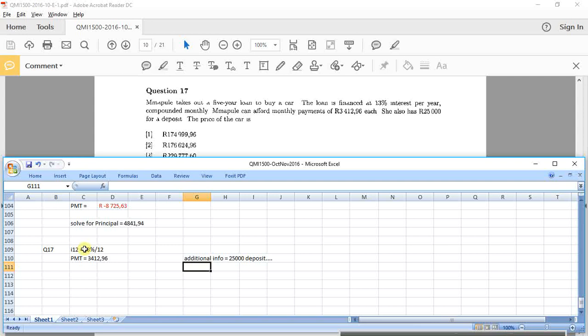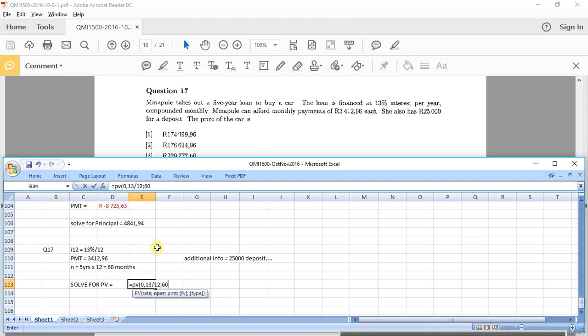The price of the car. So they want to know how much the car is, and it's a 5-year loan. So 5 years times 12 months is 60 months. You've got everything. So all I need to do here is solve for PV, and that's going to give me the loan amount. Because I've got those payments over that time period with that rate, that will give me the present value.